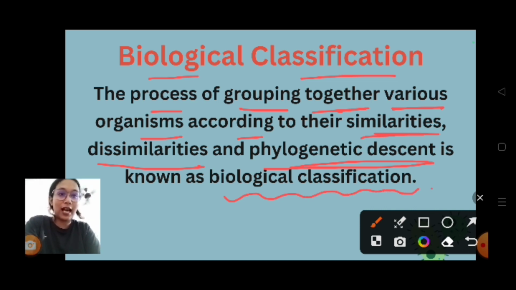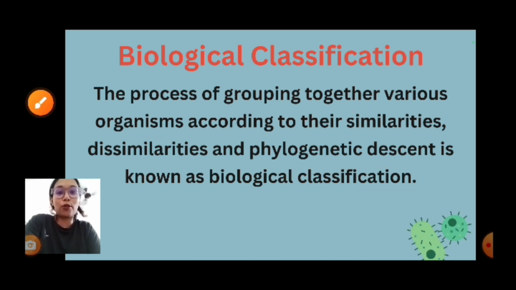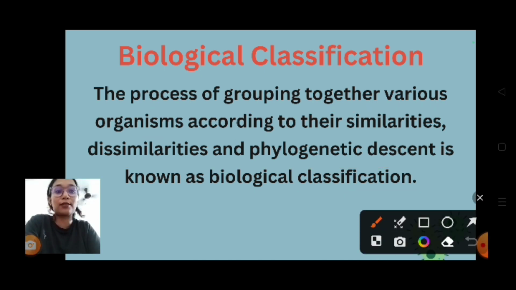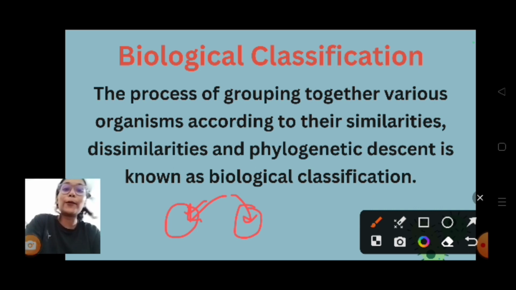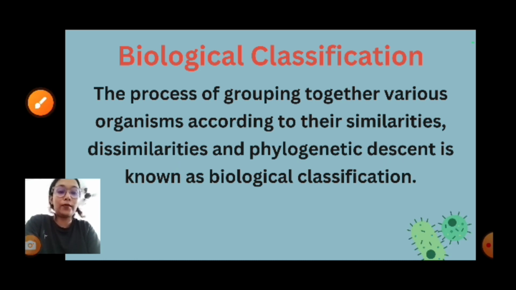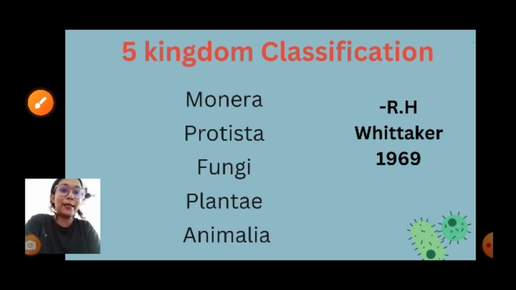All right, understanding the point? So here we are categorizing the organisms, grouping them into different classes. One group we put here, another group here, like that we are categorizing organisms based on similarities, dissimilarities and phylogenetic descent. Okay, so moving on to the next slide.